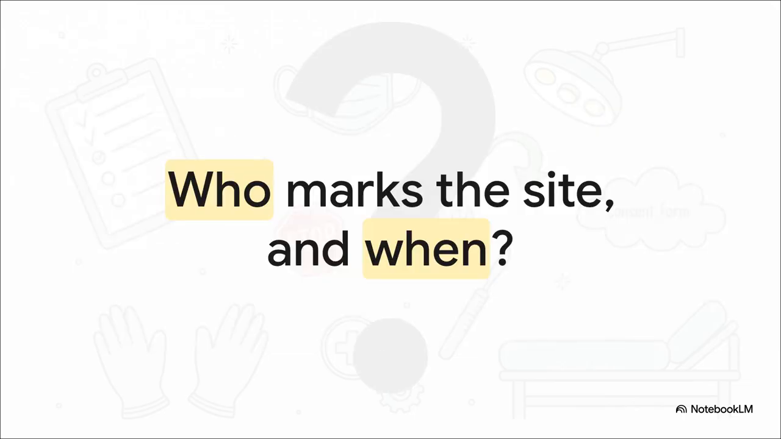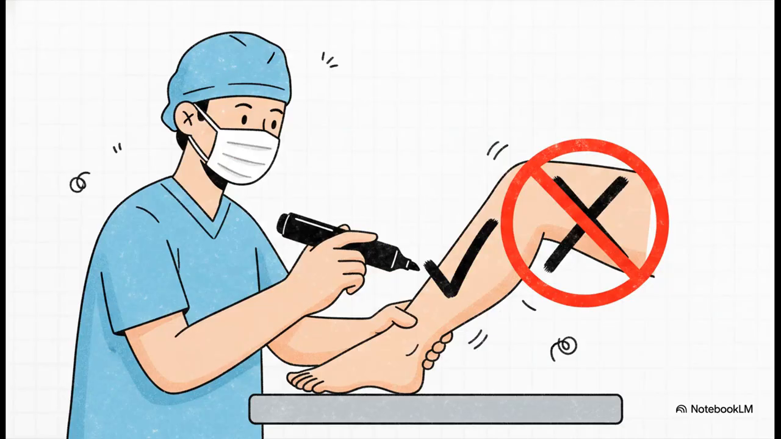Time for another quick exam knowledge check for you, this time regarding Step 2. Who exactly marks the surgical site, and when is it performed? The answer is the surgeon, the operating physician. They are the ones who must mark the site in the preoperative holding area before the patient ever rolls into the OR.